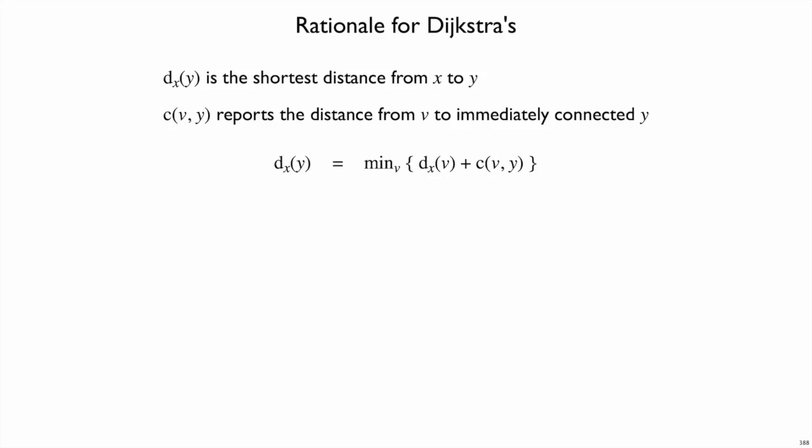Before considering another algorithm, let's reflect and remind ourselves why Dijkstra's algorithm works. What we're trying to find is the shortest distance from x to y for any x and y. Let's name that quantity d sub x,y. That's what we're trying to get to.